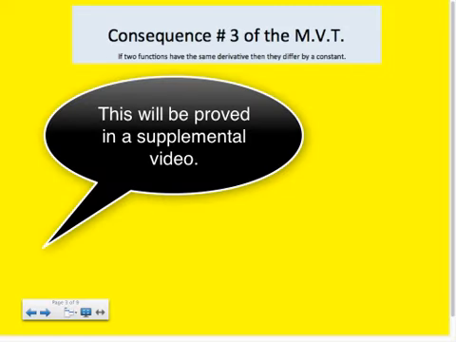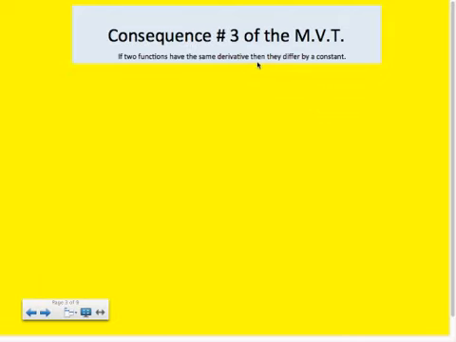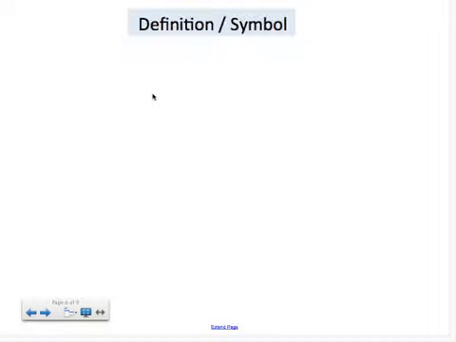And the third consequence of the mean value theorem says that if two functions have the same derivative, then the family that they are part of is a family of functions that differ by a constant. So that leads us to a definition and a symbol that we're going to use to mean the undoing of differentiation. Okay, so here's how we write this.